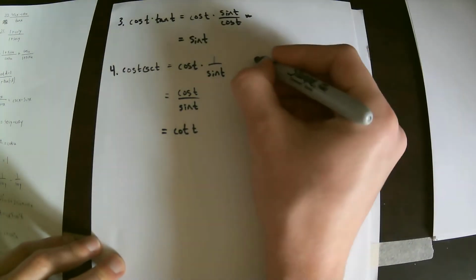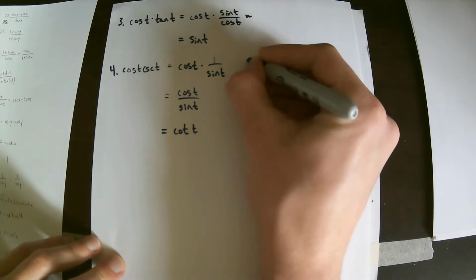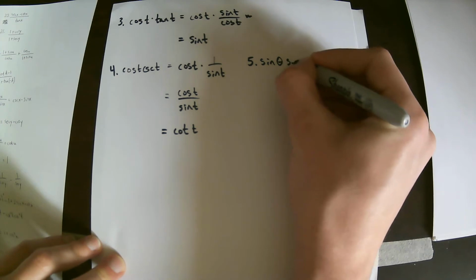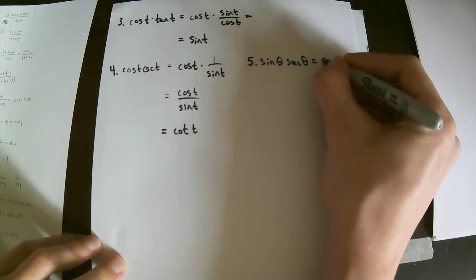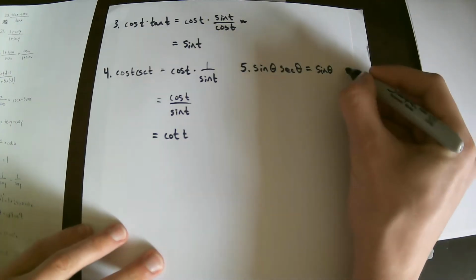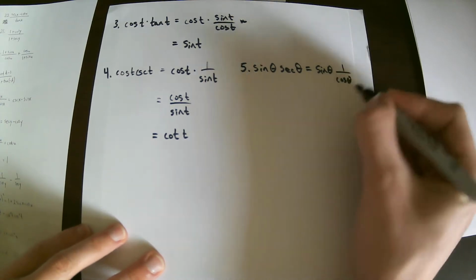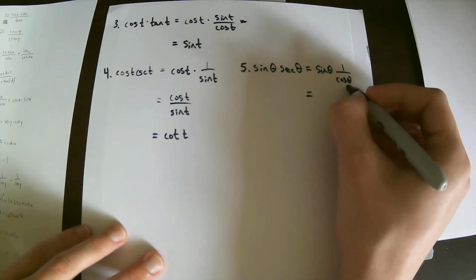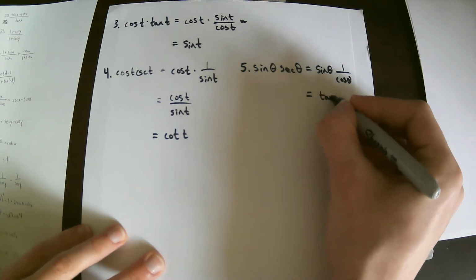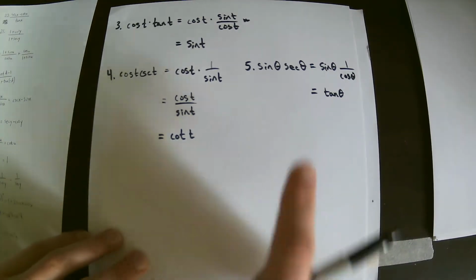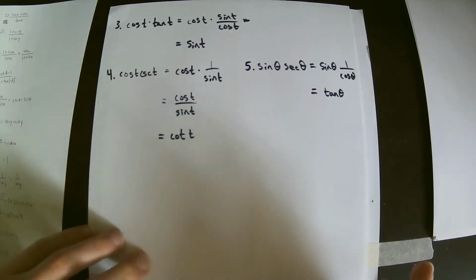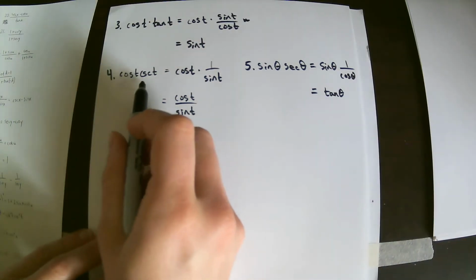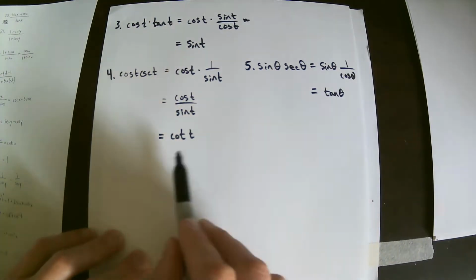Let's see, I'm going to write number 5 over here. Sine of theta times secant theta. That'll be equal to sine of theta times 1 over cosine theta. And that's the same as, so sine over cosine here is going to be tangent theta. So you see how here 4 and 5 they're basically the same, except they're upside down, right? This is cosine and cosecant. This is sine and secant. So this one was cotangent.